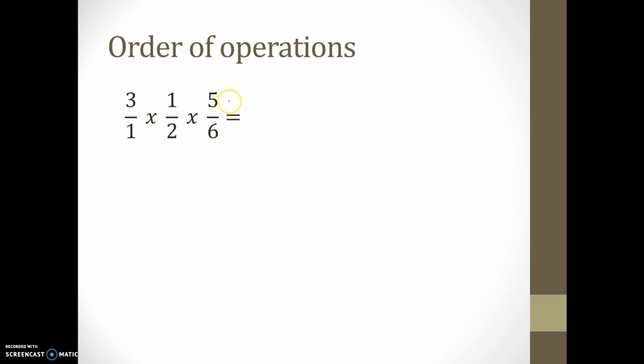So I'm looking at this problem, and I can see that I have a 3 here and a 6 here, so I can cross-cancel those. And then it looks like I'm done. I can't cross-cancel anywhere else. So now I'm going to go ahead and multiply.